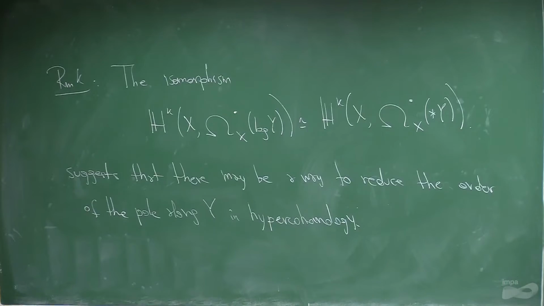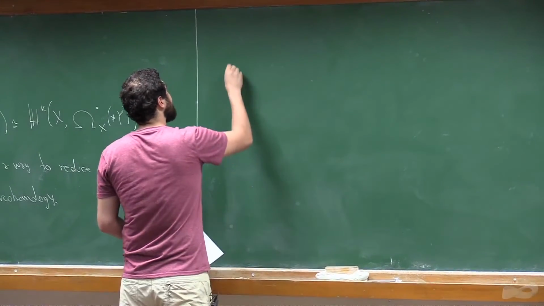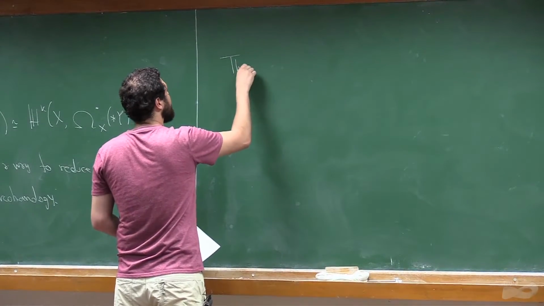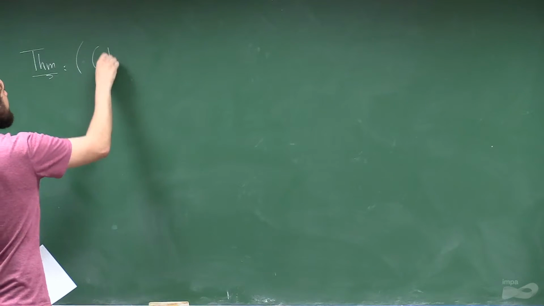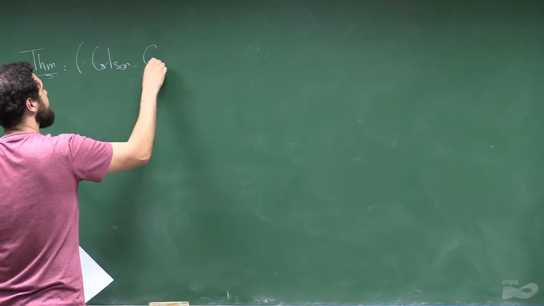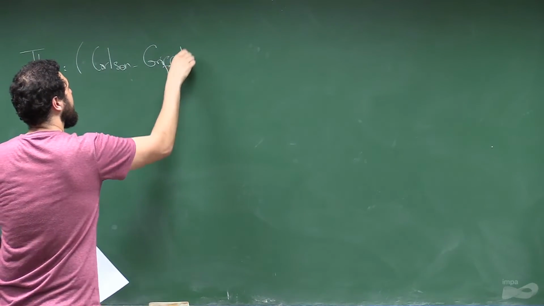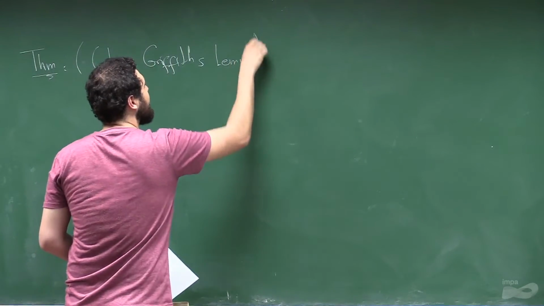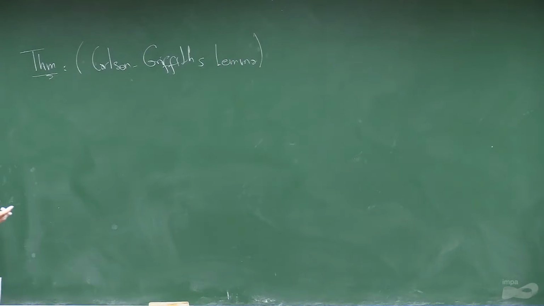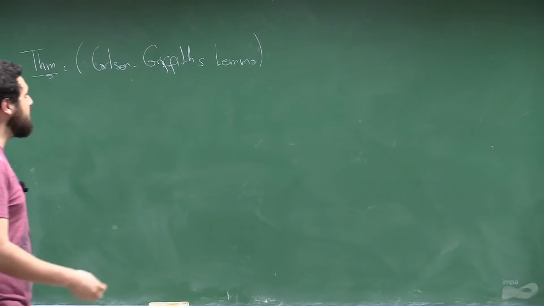So this is the final thing that I want to do today. This is a theorem. Well, in fact, this is a lemma due to Carlson and Griffiths, the Carlson-Griffiths lemma, and it's straightforward. I mean, after I give you the operator, checking that it reduces the order of the pole is just doing the count. So I won't do that count.